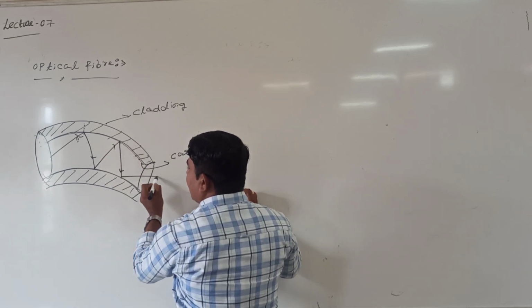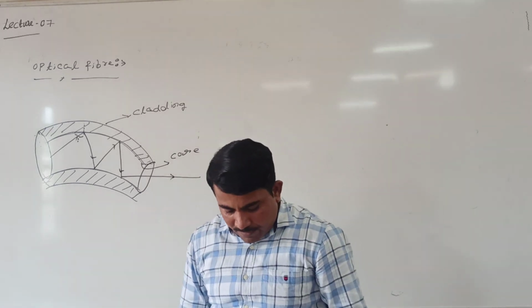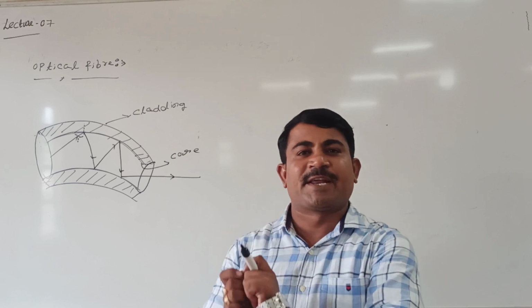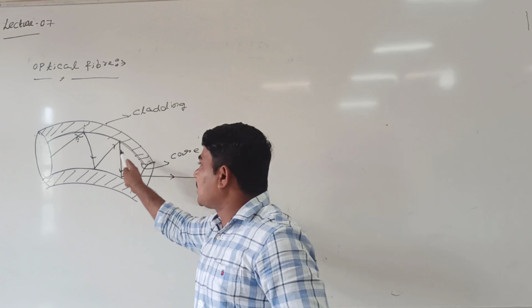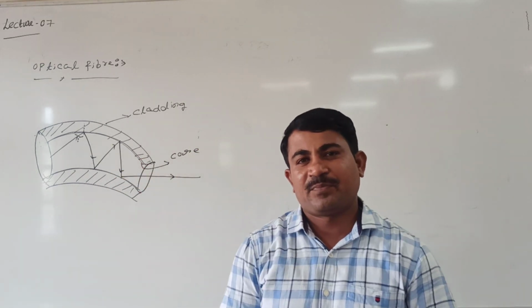Then how does the ray of light come? The ray of light comes like this. I mean, wherever the ray of light is incident, the angle of incidence must always be greater than the critical angle. Like this, the ray of light can transmit along any desired path without loss of intensity of light.